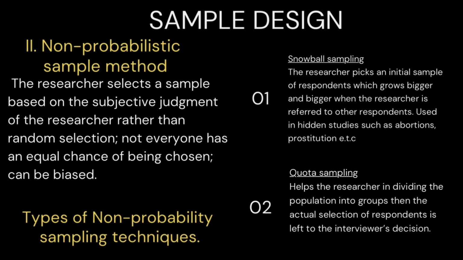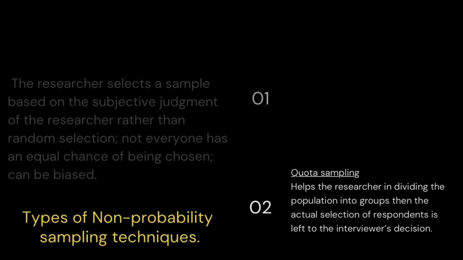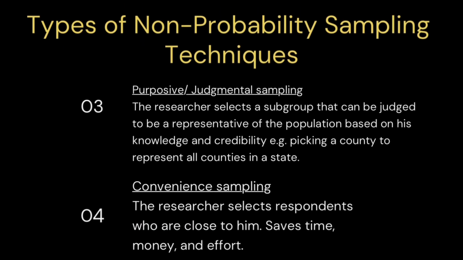Quota sampling helps the researcher in dividing the population into groups, then the actual selection of respondents is left to the interviewer's decision. Purposive or judgmental sampling: the researcher selects a subgroup that can be judged to be representative of the population based on his knowledge and credibility, e.g. picking a county to represent all counties in a state. Convenience sampling: the researcher selects respondents who are close to him. This is used when you want to save time, money, and effort.